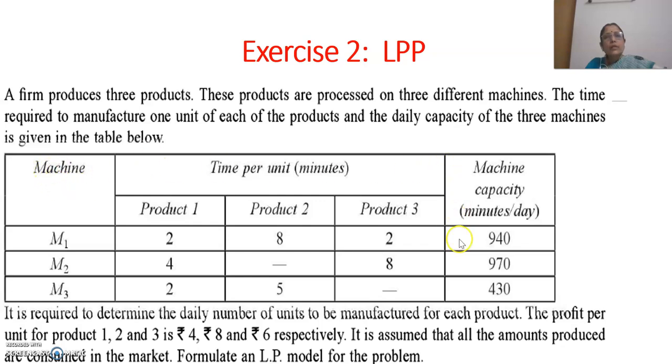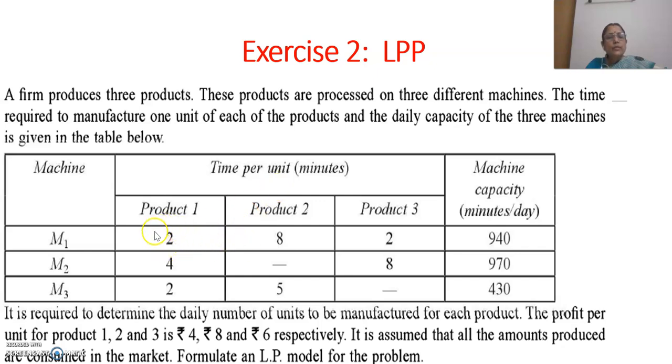In the last problem we had extracted the data from the statement into a tabulation form. In this problem the table is already given to us. In the table there are 3 types of machines, M1, M2, M3, and 3 products to be made, product 1, product 2 and product 3, and the requirement of each machine for making 1 unit of each product is given here in terms of minutes.